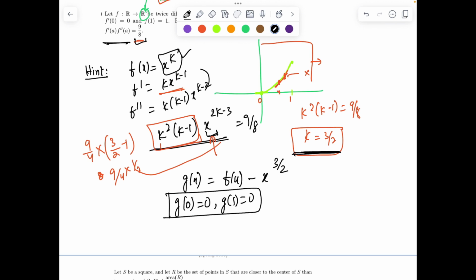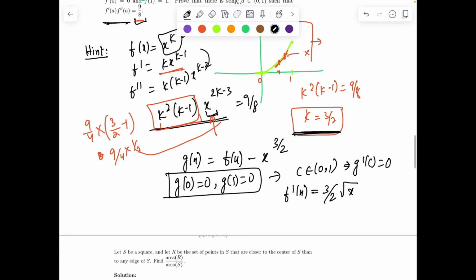So by Rolle's theorem or the mean value theorem, you can tell there exists some c between 0 to 1 such that g dash c must die, and g dash c dying means f dash x should be equal to 3 by 2 root x. So it means there is some c between 0 to 1 so that f dash c is 3 by 2 over root c. So that guarantees there exists some c belonging to 0 to 1.